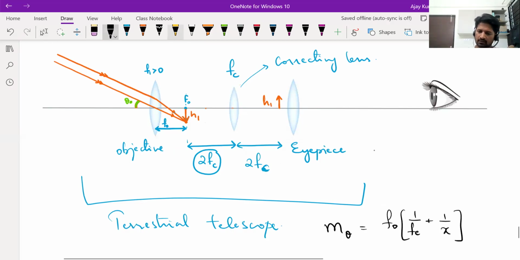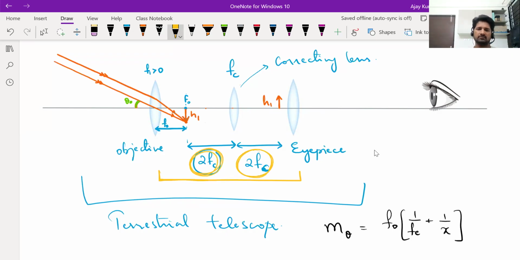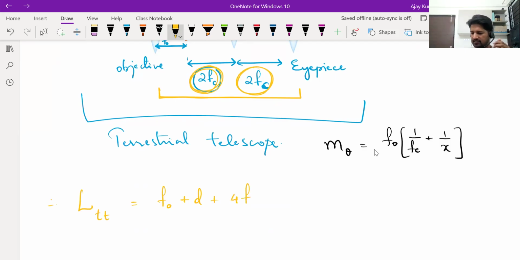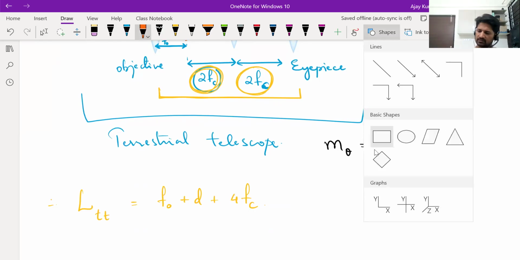Yes, sir. And another difference this makes is, it changes the length of the telescope. It makes the telescope longer, obviously. And how much longer does it make? It introduces a 2FC and a 2FC in between. So 4FC extra distance will come. Therefore, the length of an astronomical telescope was f0 plus d. Another 4FC gets added. So this is the length of a terrestrial telescope.